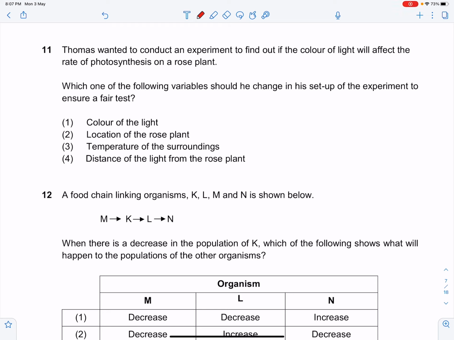So in experiments, we are very concerned about conducting a fair test, and the golden rule is that there should only be one change variable. Now this change variable needs to be the variable that you are trying to investigate. In this case, he is trying to find out about the color of the light, so there is only one thing to be changed, and that would be number 1, color of the light. Very straightforward, and everything else needs to be kept constant.